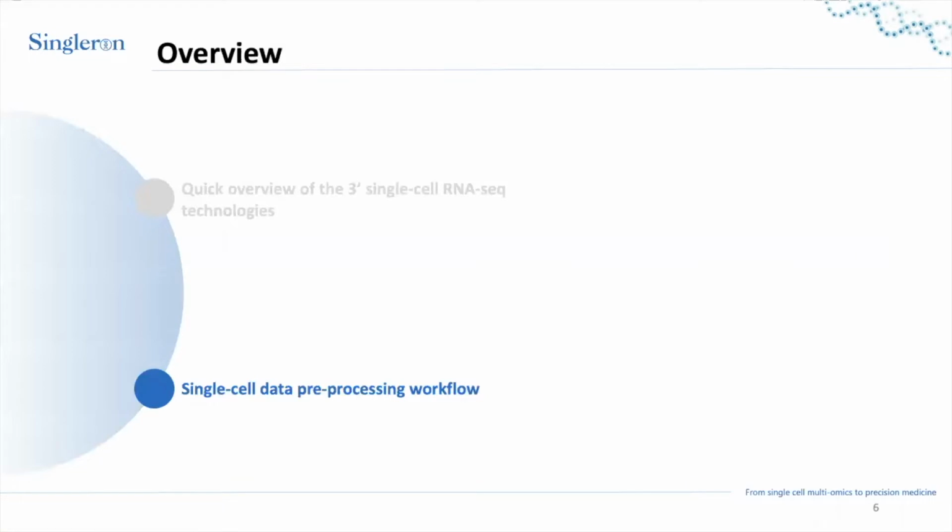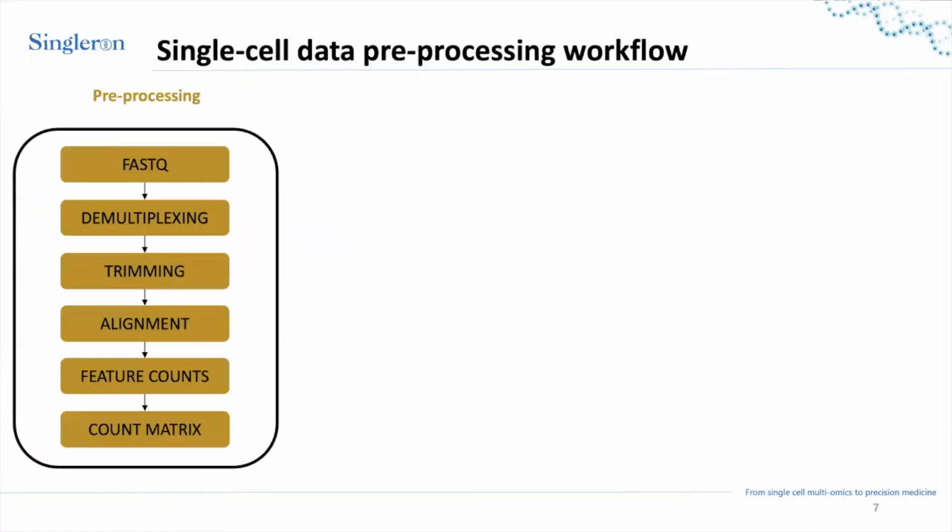Okay, so for the next part, we are diving into the single-cell data pre-processing workflow. The pre-processing workflow is composed of a few steps. The first step is we obtain the Fastq files. Normally, there are 2 Fastq files for each sample. Then from these Fastq files, demultiplexing can be done to group all of the read sequences from the same sample into individual Fastq files.